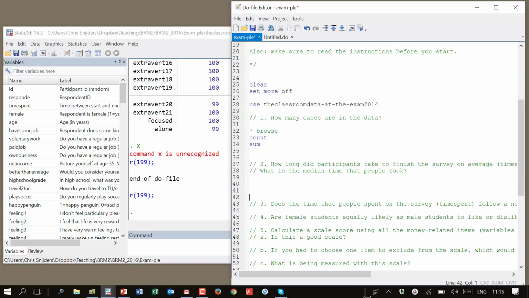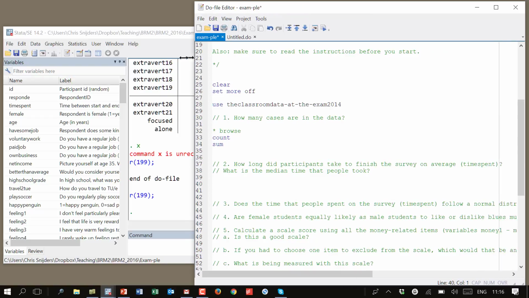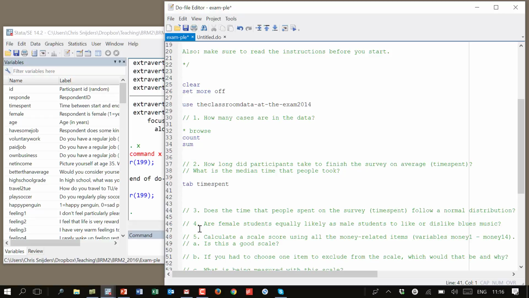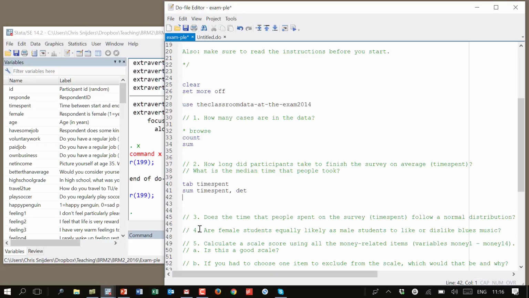Okay, so that was easy. How long did participants take to finish the survey on average? Let me make this a bit wider. The variable is called time spent, and what is the median time that people took? Okay, what do we do? Tabulate time spent, summarize time spent, those details. Time spent, that was the first one, and? Summarize time spent, those details. Okay, sounds like a good idea.